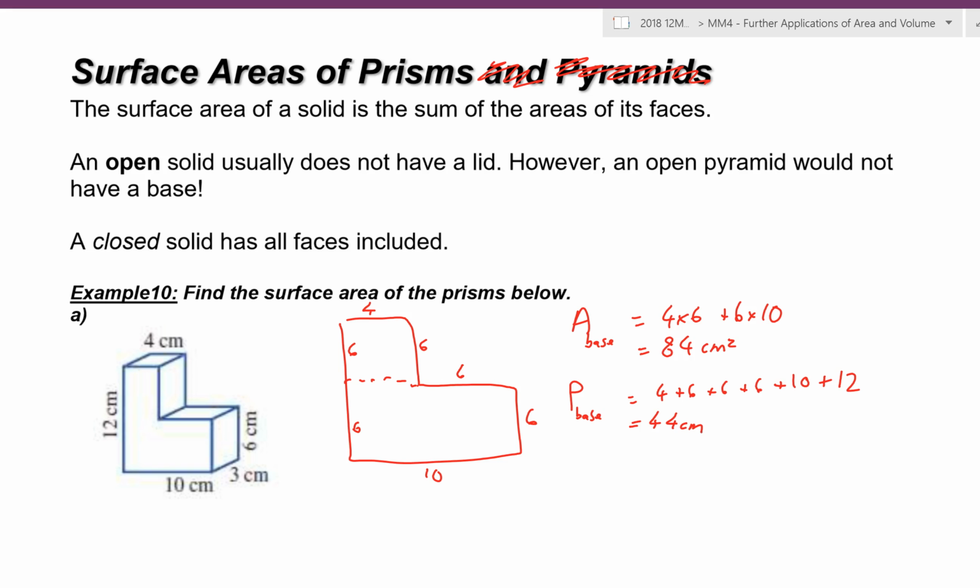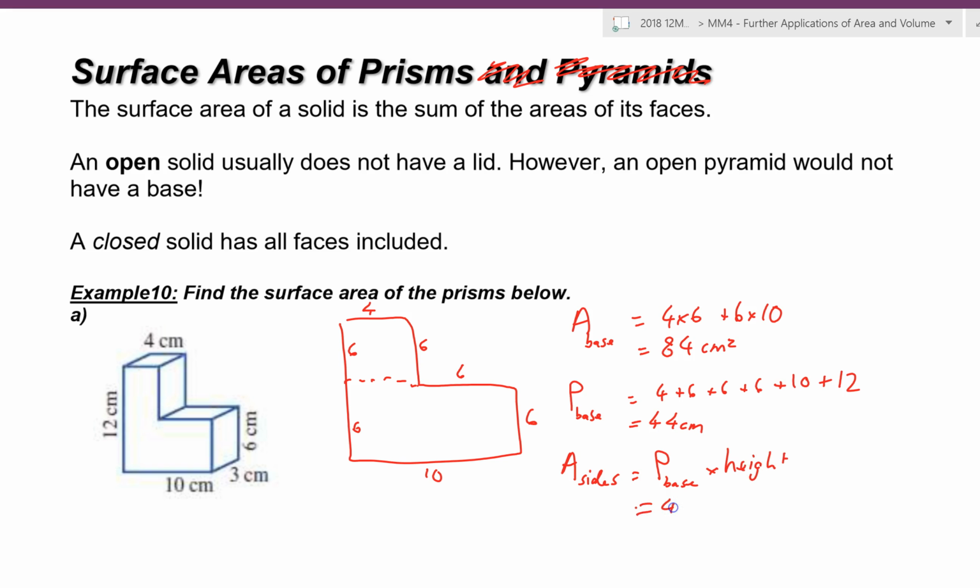So, rather than work out the area of those 6 rectangles around the side there, I'm going to join them all together into one long skinny ribbon. That is as long as the perimeter there, and it's going to be 3 centimetres high. So the area of the sides equals the perimeter of the base times the height.